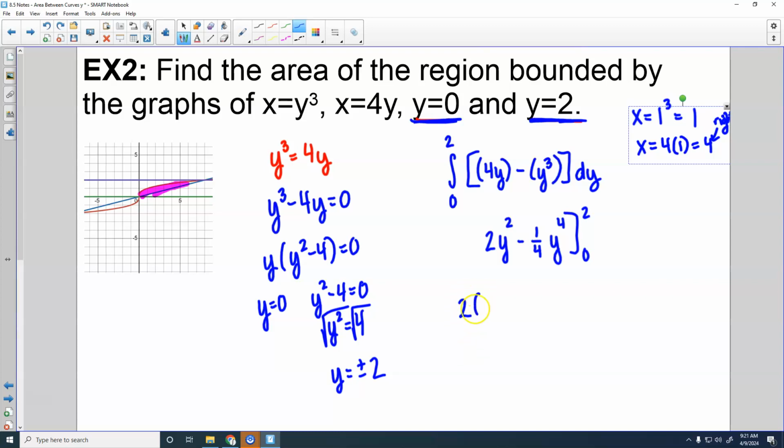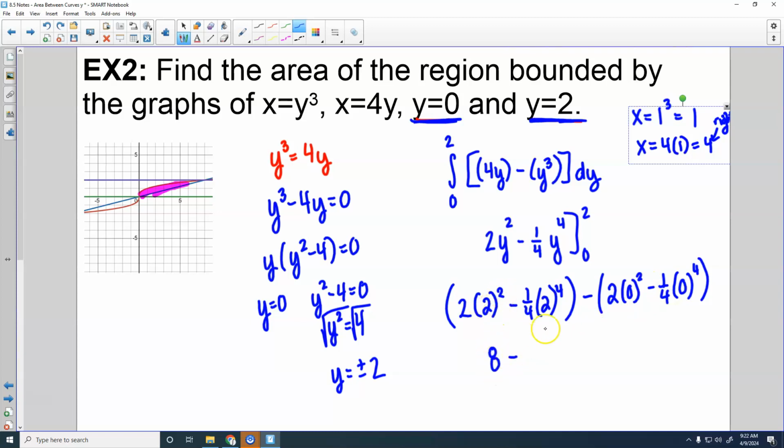So that will give me 2 times 2 squared minus 1/4 times 2 to the 4th, minus 2 times 0 squared minus 1/4 times 0 to the 4th. All of that last stuff just equals 0, so we don't have to worry about it too much. This is going to give me 8 minus 2 to the 4th is 16, 1/4 of that is 4, and we will just get 4 for our answer.